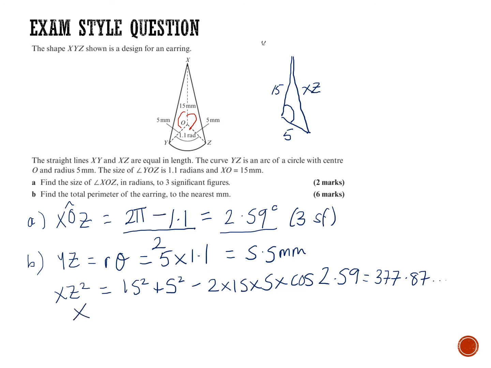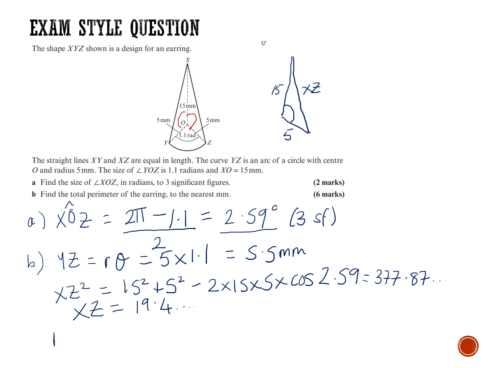Now, common mistake with cosine rule, you forget to square root. But really, when you look at it in the context of the question, 377 would be a silly answer for that length. It would be far too long. So that should hopefully indicate to you that you've forgotten to square root. So that is going to be the square root. I've written 19.4, but I've left it in my calculator.